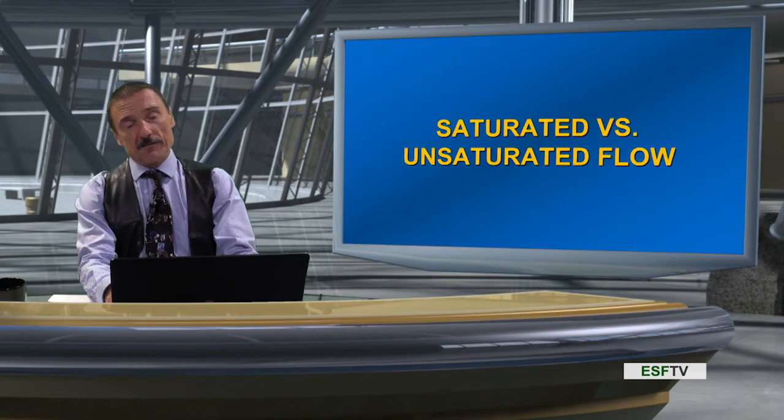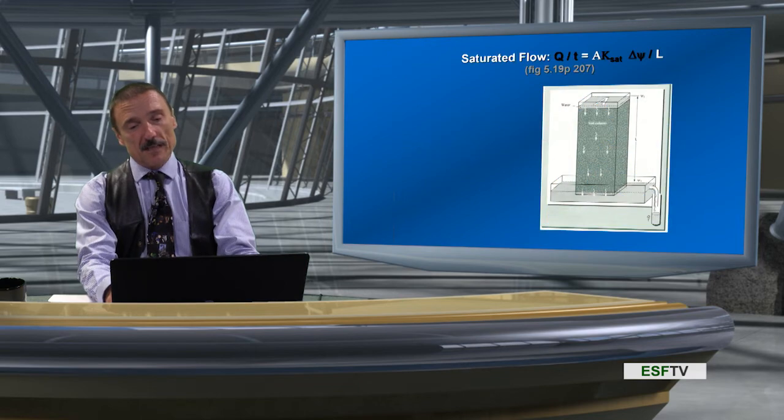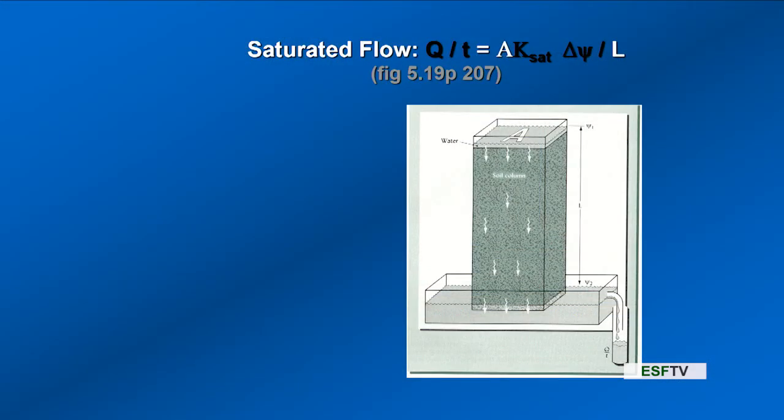So let's think about flow, and let's think about saturated versus unsaturated flow. When we think about saturated flow, we use Darcy's law. And Darcy's law is stated here in the slide. Q over t is equal to A, area, times Ksat over the change, the delta psi, the delta potential, over length.